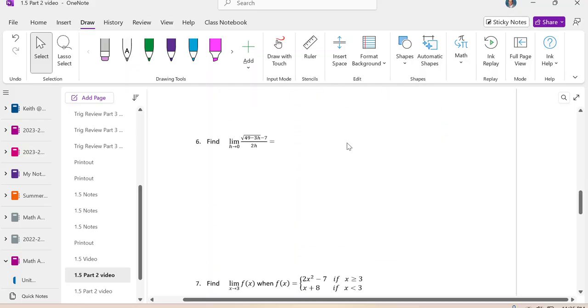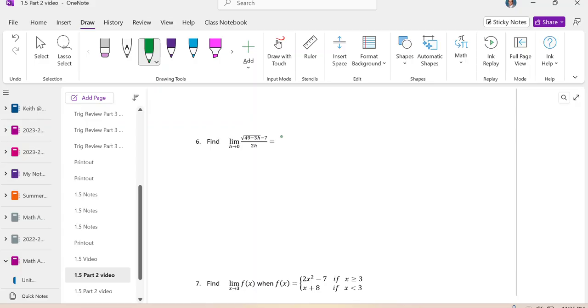All right, so let's look at the next one. We put in the 0, and we get the square root of 49 minus 3 times 0 minus 7 all over 2 times 0. So the square root of 49 is 7, so it's 7 minus 7 over 0, which means it's 0 over 0, which is indeterminate. So now we have to simplify the square root of 49 minus 3h minus 7 over 2h.